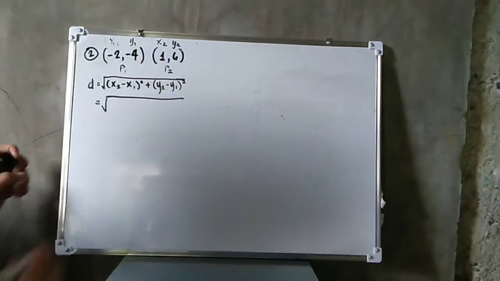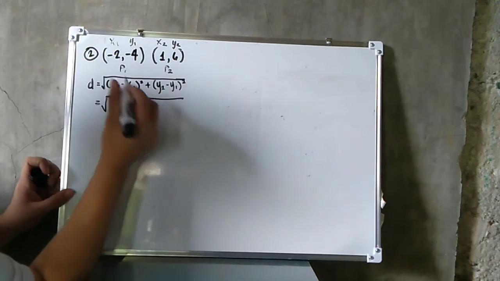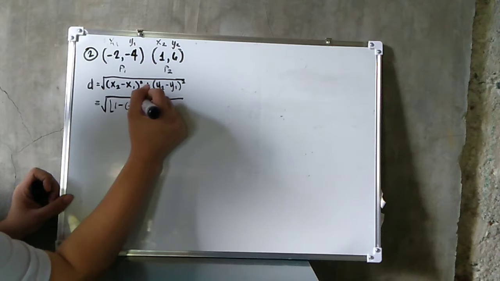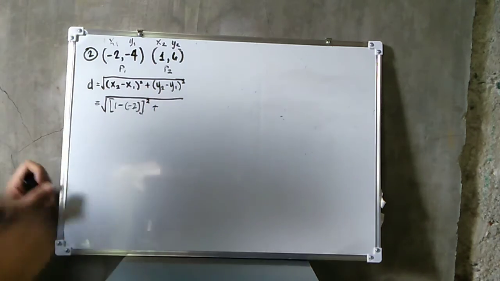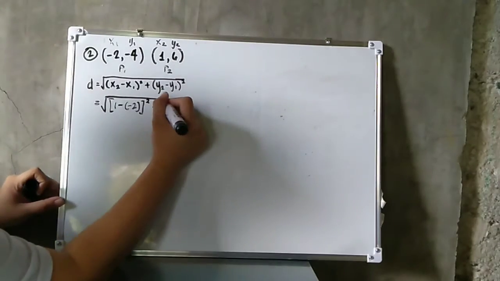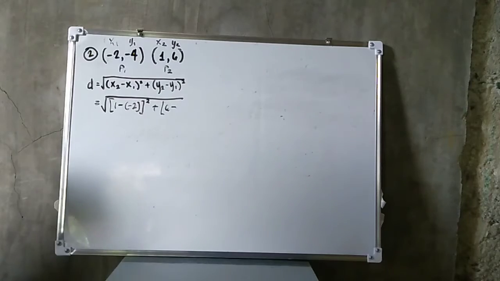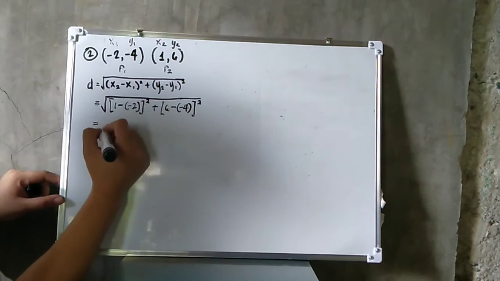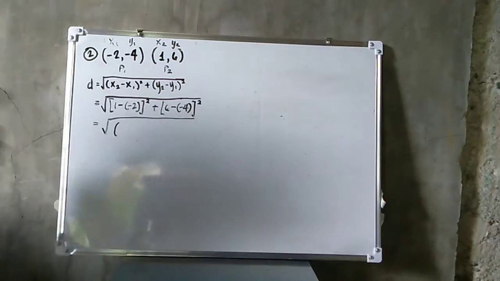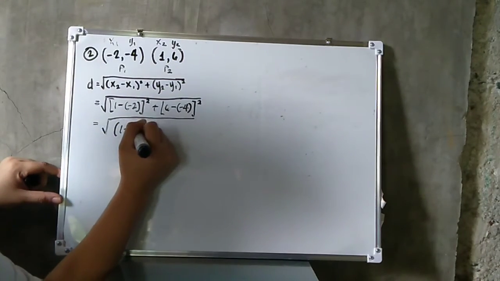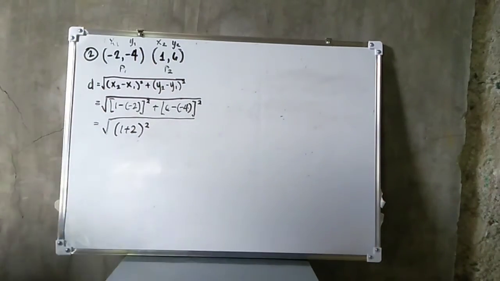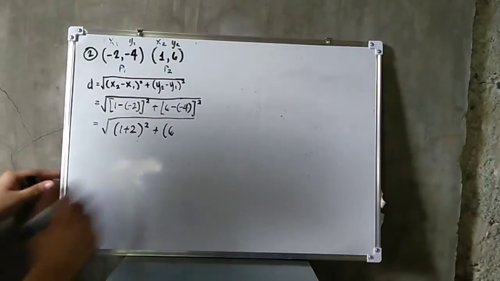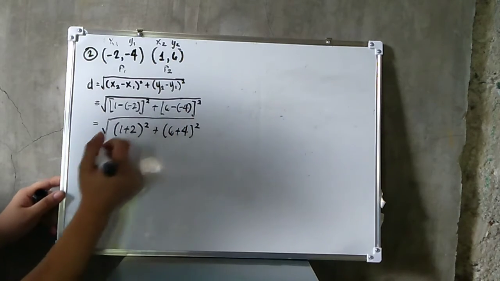We have x sub 2 is 1 minus x sub 1 is negative 2, squared, plus y sub 2, we have 6, minus y sub 1, we have negative 4, squared. Then 1 minus negative 2 will become 1 plus 2, squared, because negative times negative is equal to positive. Plus 6 minus negative 4 will become 6 plus 4 squared.